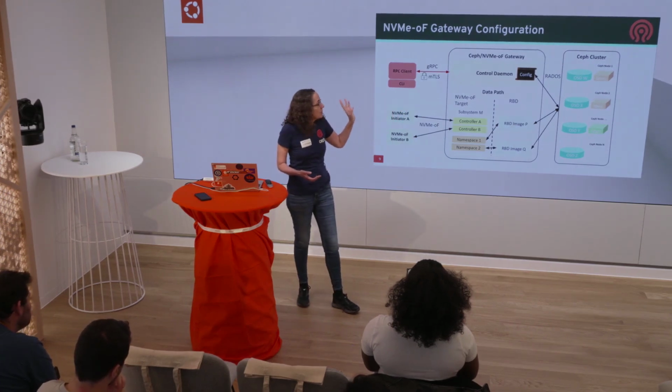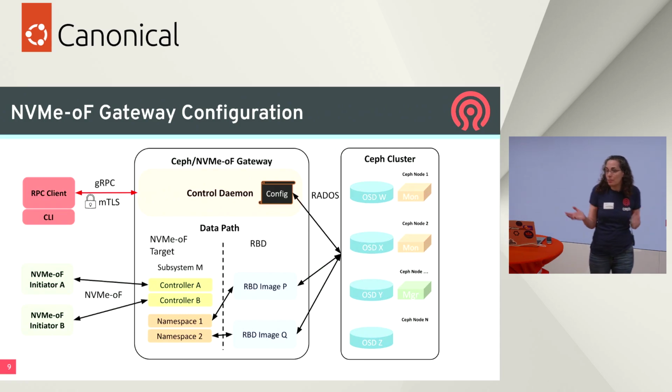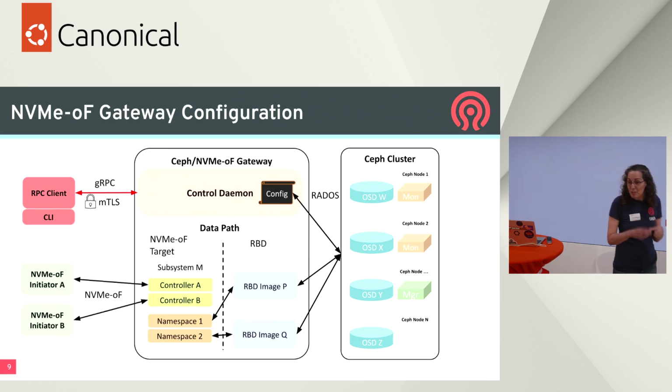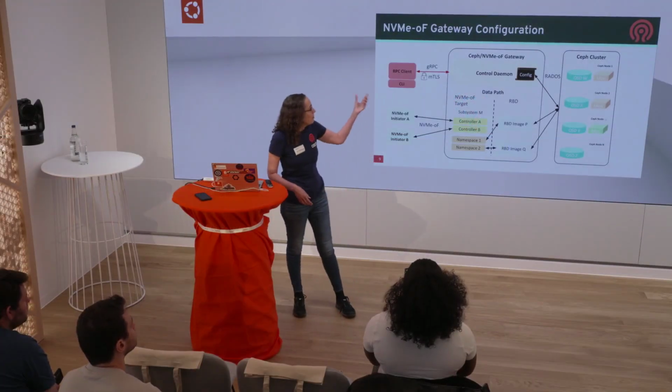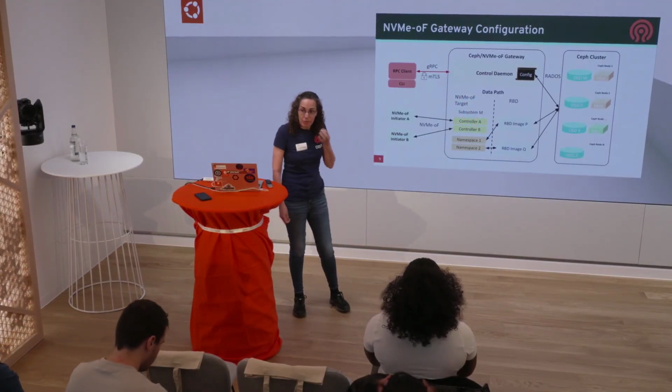All the control daemons store the config as an OMAP. Who here knows what OMAP is? Yes. So OMAP is a special object in Ceph. It's a key-value store that we store inside of Ceph, inside of RADOS. And we use it a lot, for example, in RGW. Someone talked about the problem with garbage collection of objects. The GC list was an OMAP. The bucket index is an OMAP. So an OMAP is a very strong type of object in Ceph.